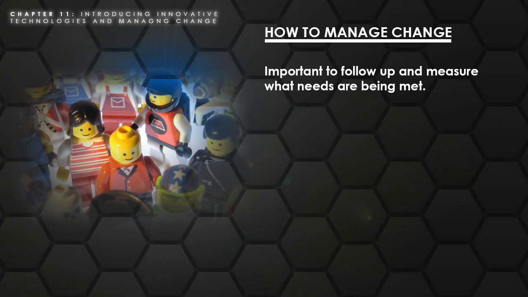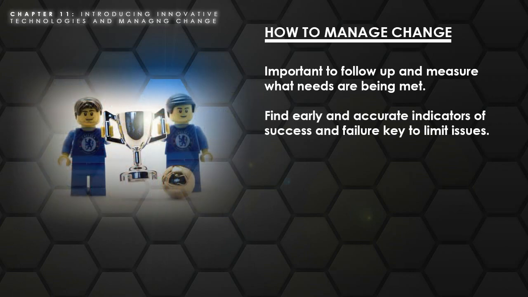It doesn't really stop much, so we have to constantly measure things in quantifiable means. An example of this would be to measure teacher retention rates, changes in teachers' absenteeism, or changes in complaints to teachers. So finding early and accurate indicators of success or failure is important in fixing these problems early and to limit these issues before they become widespread.